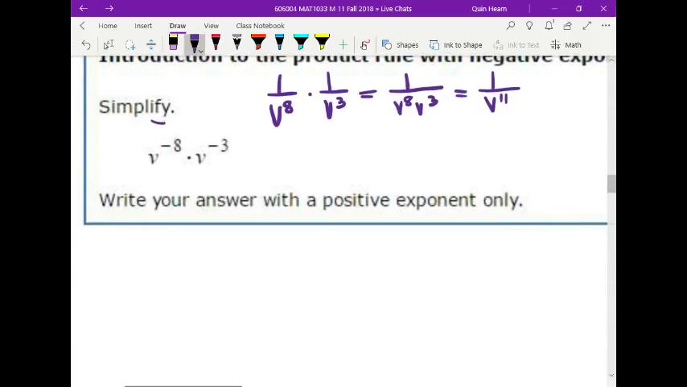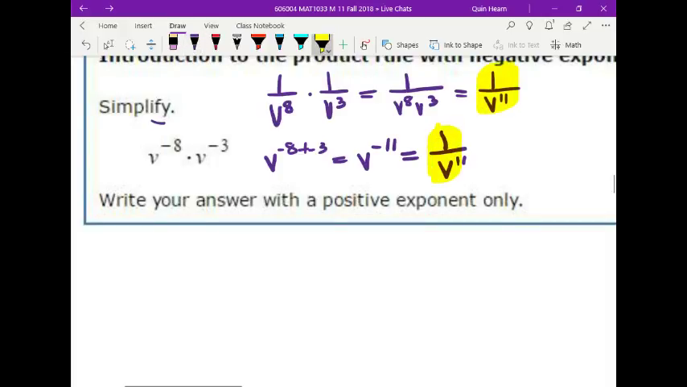Okay, now another person might have done this differently. They might have said, when I multiply like bases, I add the exponents, so I get v to the negative 8 plus negative 3, or in other words, v to the negative 11th power. But then they would say, okay, I'm not supposed to leave a negative in my exponent, so I'm going to put 1 over v to the positive 11th. You get the same answer either way.